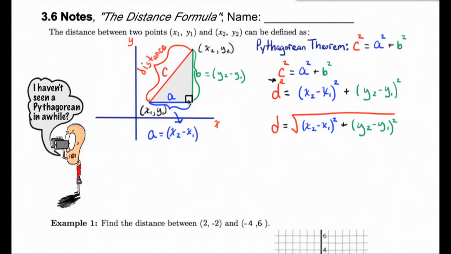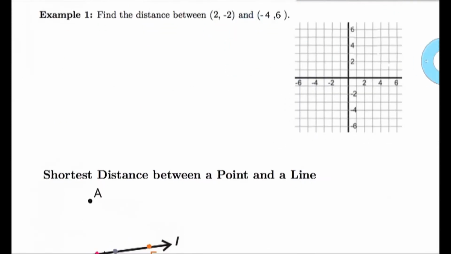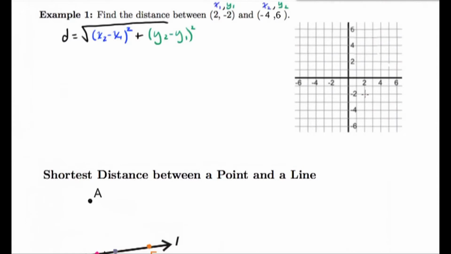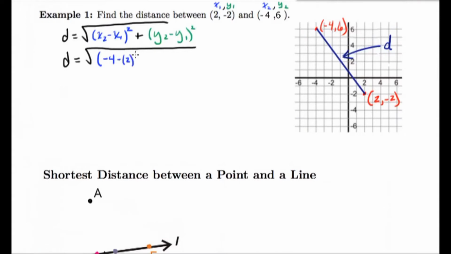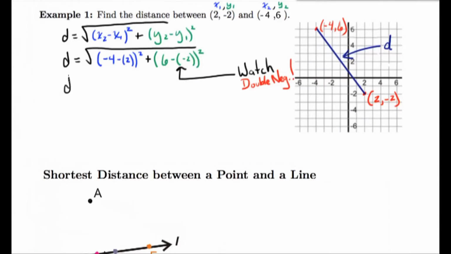So let's take a look at example 1. Find the distance between 2, -2 and -4, 6. So I'm going to rewrite my distance formula. I'm going to show the variables for the coordinates x1, y1, x2, y2. I'll graph it over here so you can have a visual idea. And then substitute the variables here. Be really careful about your signs here. And then if you get a negative variable, I would use parentheses when substituting.